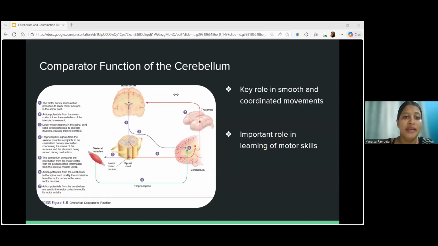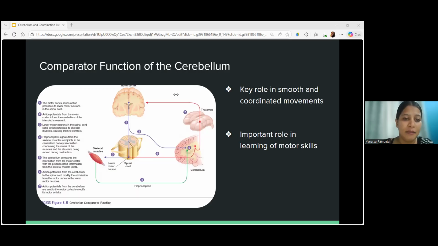The cerebellum plays a key role in accomplishing smooth and coordinated movements by means of its comparator function. When the cerebral cortex decides on a movement to perform, its impulses stimulate the anterior horn cells of the spinal cord to initiate voluntary movements. At the same time, the cortex tells the cerebellum about the intended movement, while the cerebellum is also receiving information from the muscles about the actual movement that is occurring.